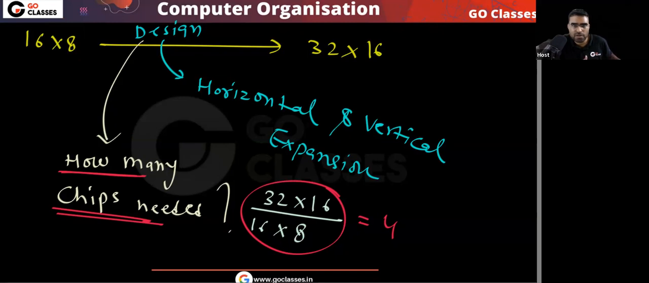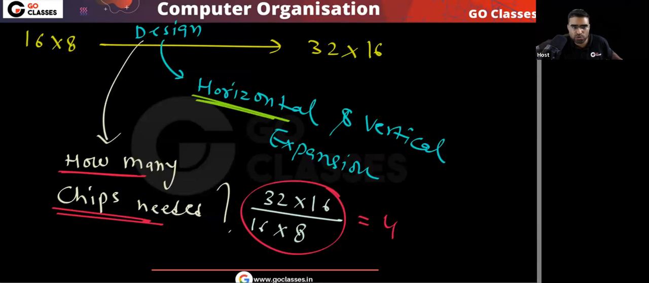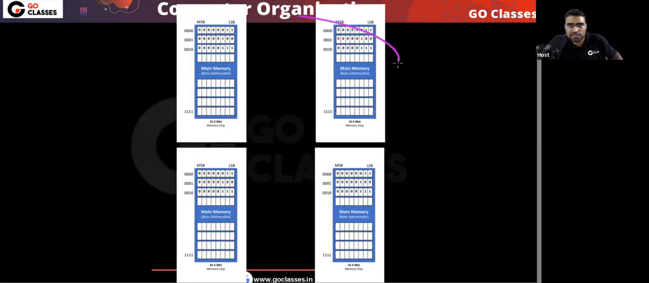Now, what will happen? Horizontally, tell me, how many chips do you need to put? The horizontal arrangement of how many chips you need to do? 2. Yes or no? Very, very simple. So basically, this horizontal arrangement you need to do, and this vertical arrangement you need to do. Yes or no? Now tell me, one thing. So this is the complete thing. I hope you understood. Here you can see this is the horizontal arrangement and this is the vertical arrangement.